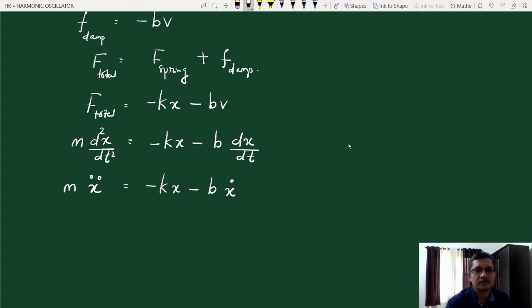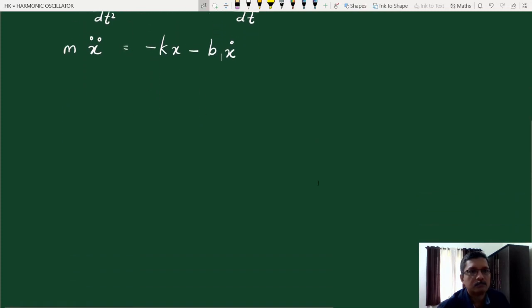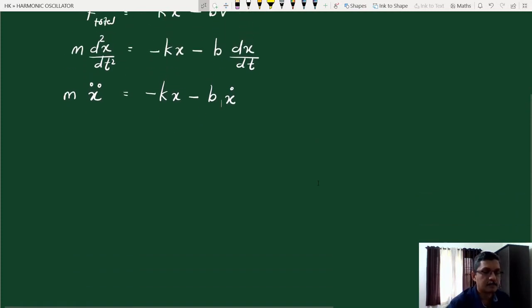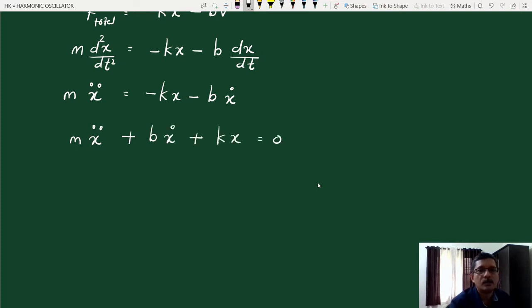So let me take all the terms to one side. So we have m x double dot plus b x dot plus kx equal to 0. Now if we divide throughout by mass, let me write this.